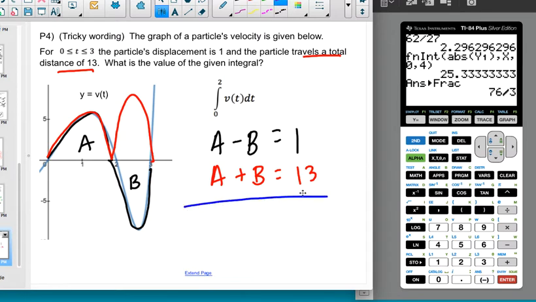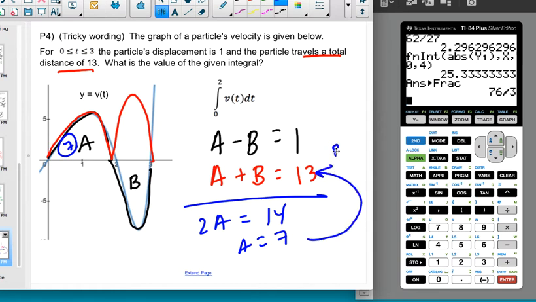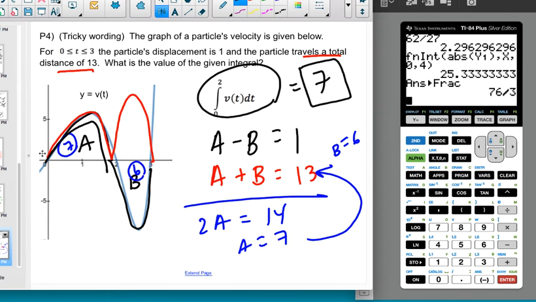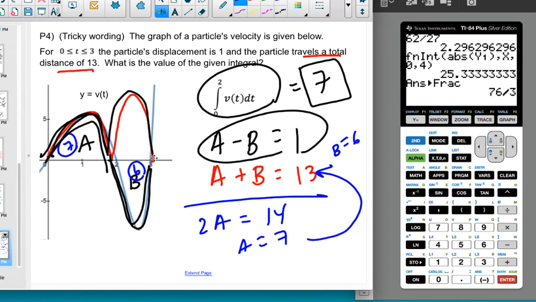So 2A should give me a 14. A is 7. Once I know that this is a 7, I can logic out what the rest is. I can either go up here and say that B must be a 6 because A plus B is 13, or I could logic it through based on what the sums should be. What I was asked for was this integral from 0 to 2. So 0 to 2 is just going to be a 7, because if you look, 7 minus 6 would give me a displacement of 1, and 7 plus the positive version of that negative 6 would give me a 13. So my answer is 7.